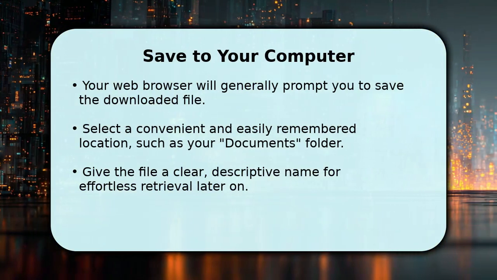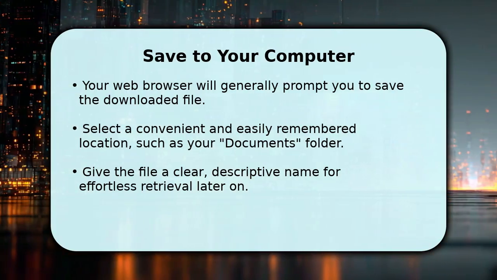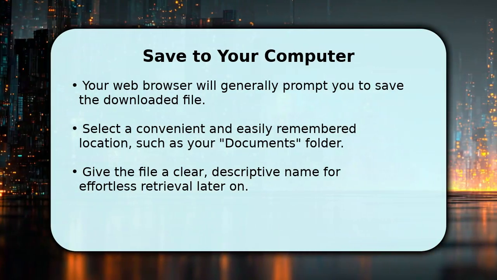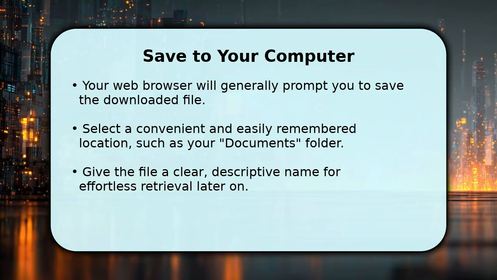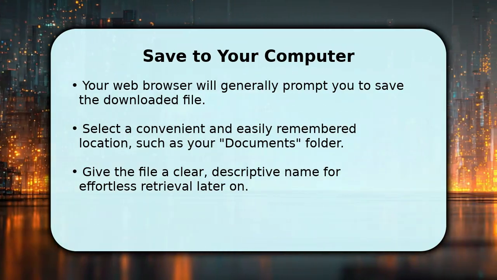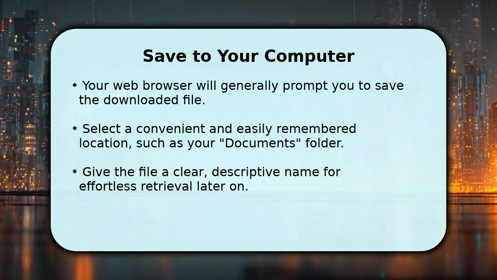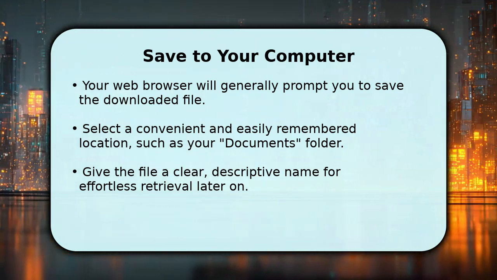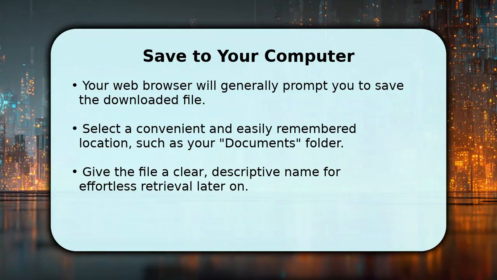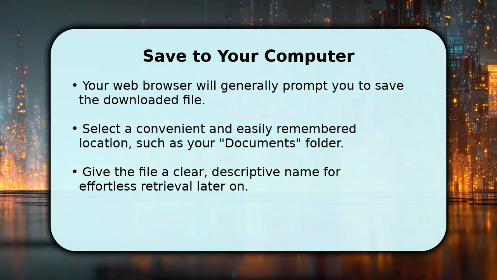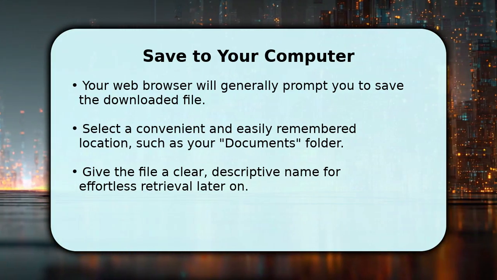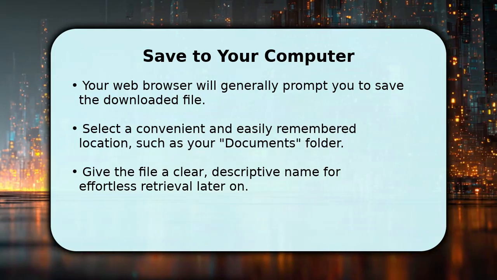After selecting the format, a download prompt will appear on your screen. Choose a familiar place to save your new Word document, like your desktop or a dedicated projects folder. Giving it a distinctive name, for example, My Report Word version, helps you find it later. This ensures your converted file is stored precisely where you need it for future editing.